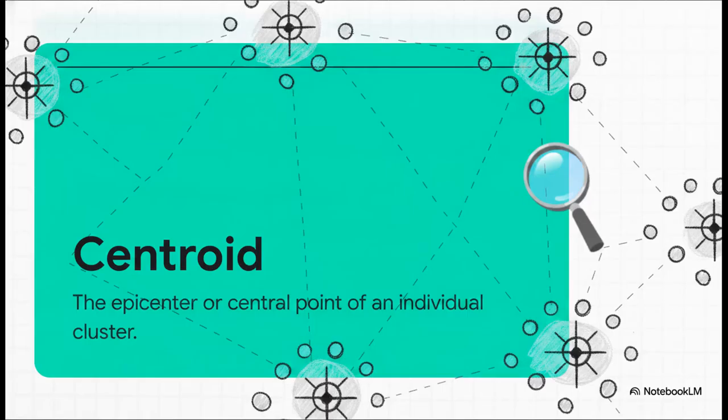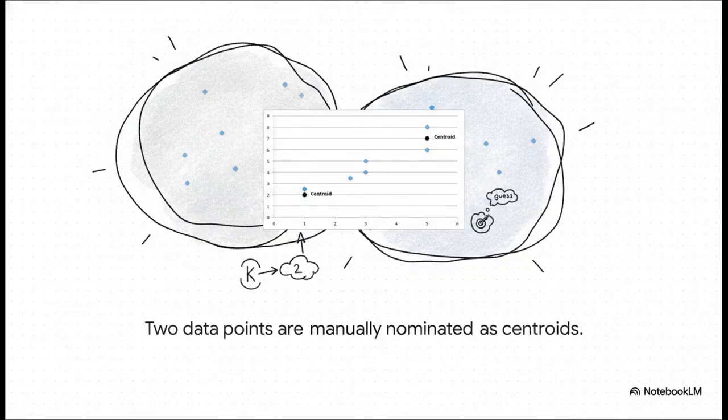But before we make our first move, we need to define a really crucial term, the centroid. Think of a centroid as the epicenter or the central anchor point of an individual cluster. Literally everything in K-means revolves around these centroids. So the very first step in the algorithm is essentially a highly strategic guess. The K in K-means literally just stands for the number of clusters we want. Let's say K is 2. The algorithm randomly picks two starting points dispersed across the data to act as our initial centroids. They absolutely don't have to be perfect. They just give the algorithm a place to start its work.